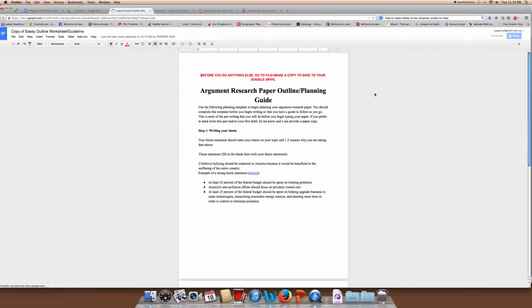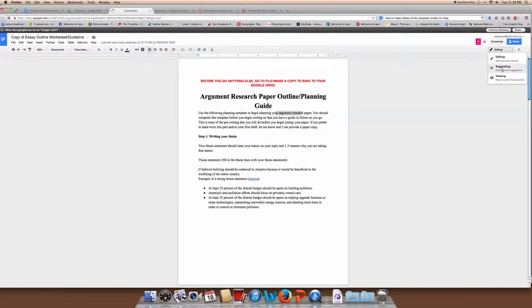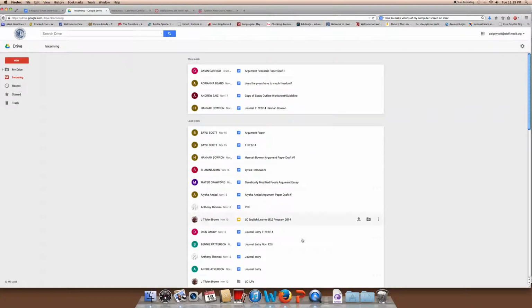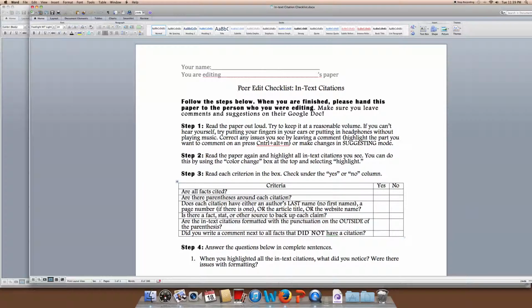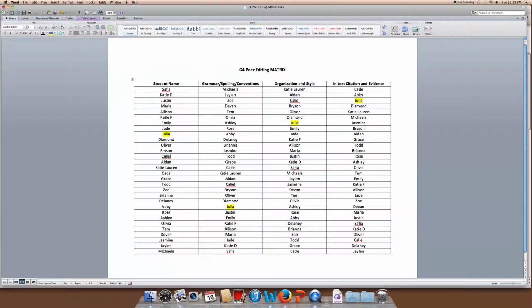And I'm going to either suggest or comment as I go through and read his and follow the instructions on the paper. And when I'm done with that checklist and I've completed it, I'm going to hand it to Justin. And then I'm done. By the end of the day today, you should have 3 checklists in your hand from 3 different people who have looked at your paper and have edited it.